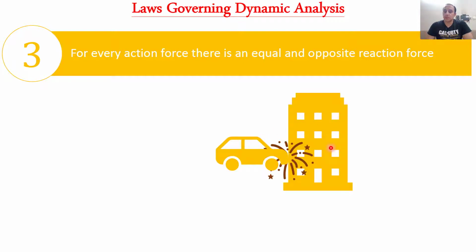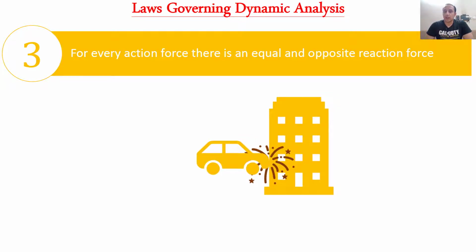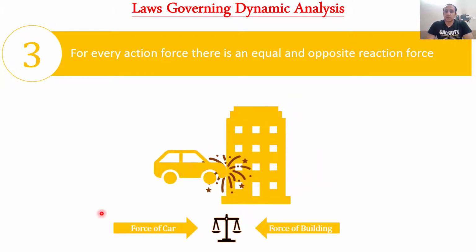So what will happen? The building will also exert an equal and opposite force, and because of that force, the car which was moving earlier will now stop. We have two forces: one is the force of the car and the other one is the force of the building. These two forces are equal in magnitude but opposite in direction. Okay, so this is actually Newton's third law of motion.